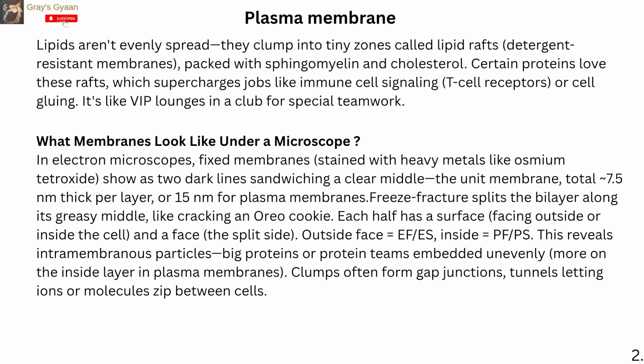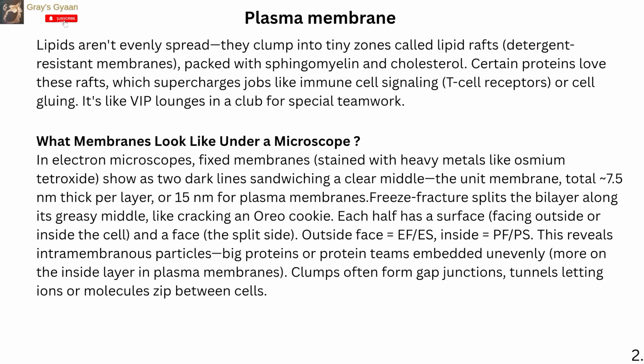Lipids aren't evenly spread, they clump into tiny zones called lipid rafts, detergent-resistant membranes, packed with sphingomyelin and cholesterol. Certain proteins love these rafts, which supercharges jobs like immune cell signaling, T-cell receptors, or cell gluing. It's like VIP lounges in a club for special teamwork.